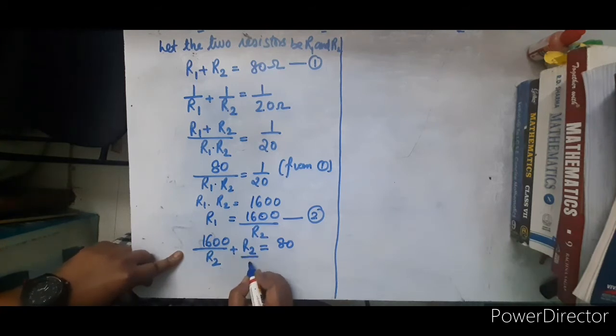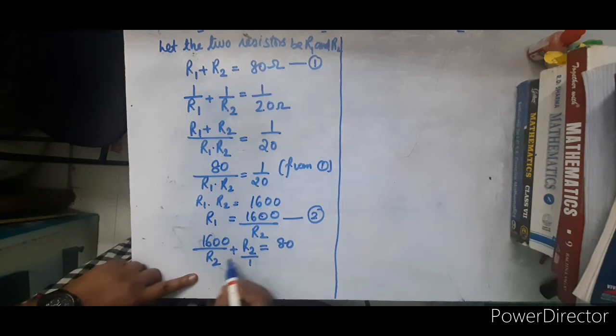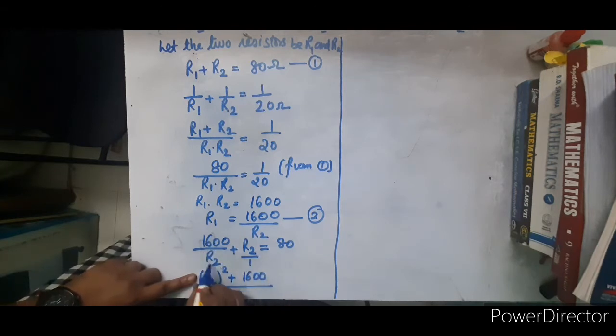Okay, the denominator for this is nothing, so it's 1. So if you cross multiply this, what we get is R2 into R2 is R2 square plus, if you multiply this, it is 1600 upon R2 into 1 is R2 equal to 80. I hope you all must have understood this. This is a cross multiplication here.